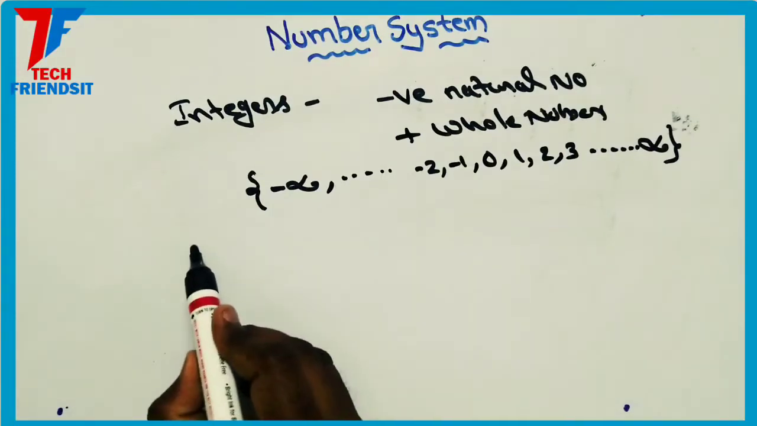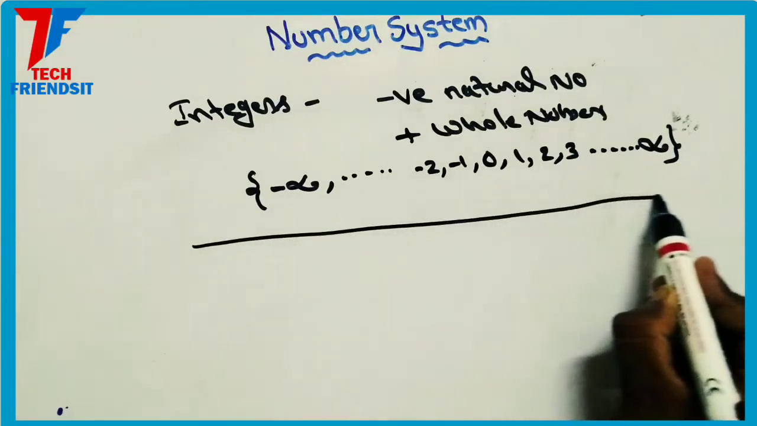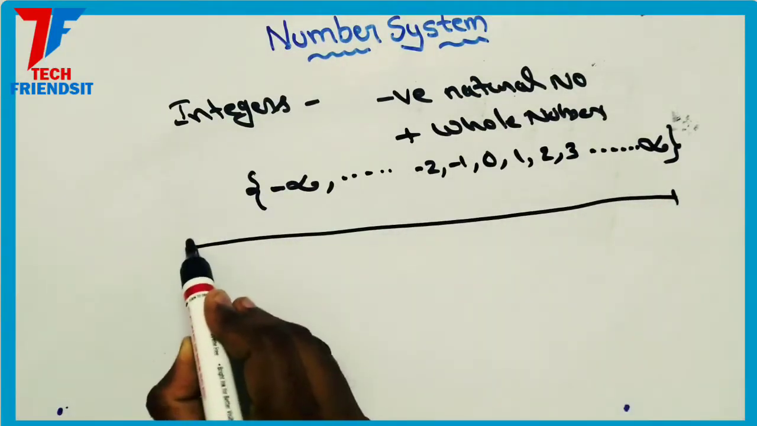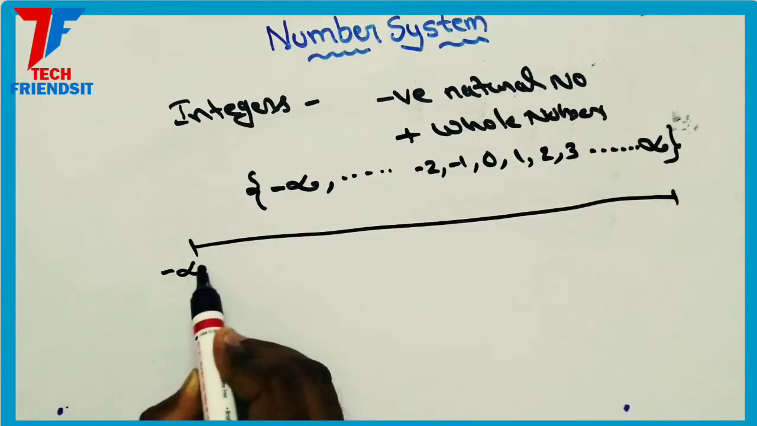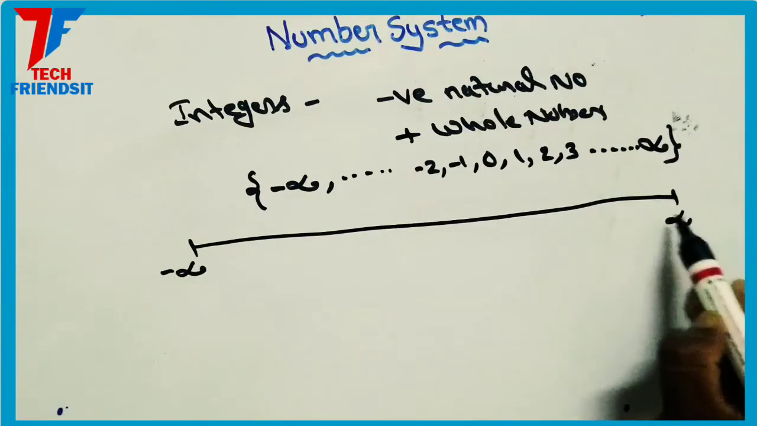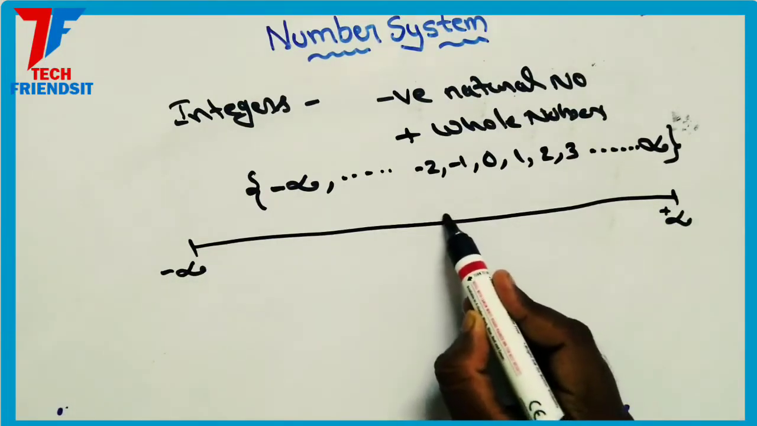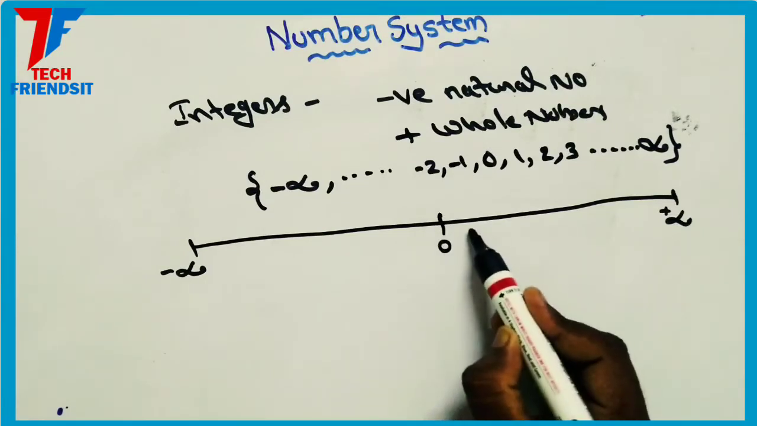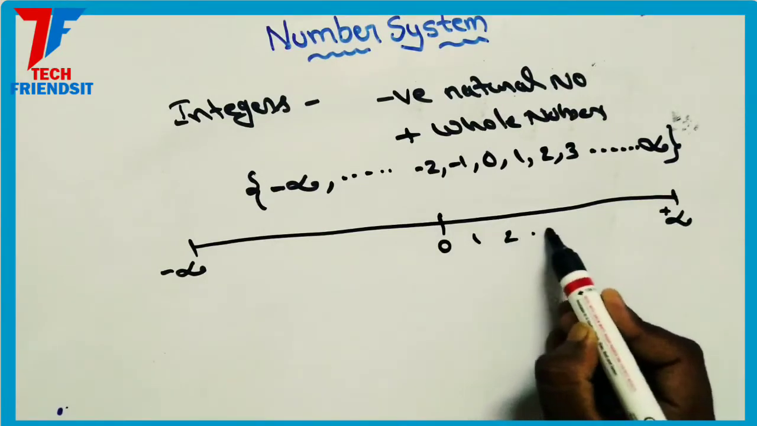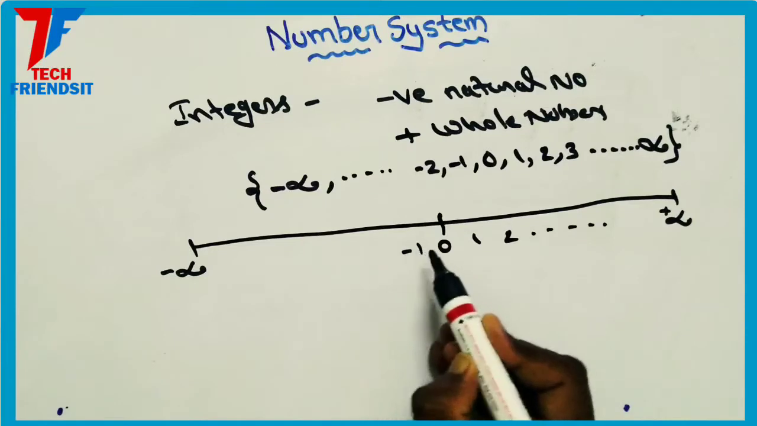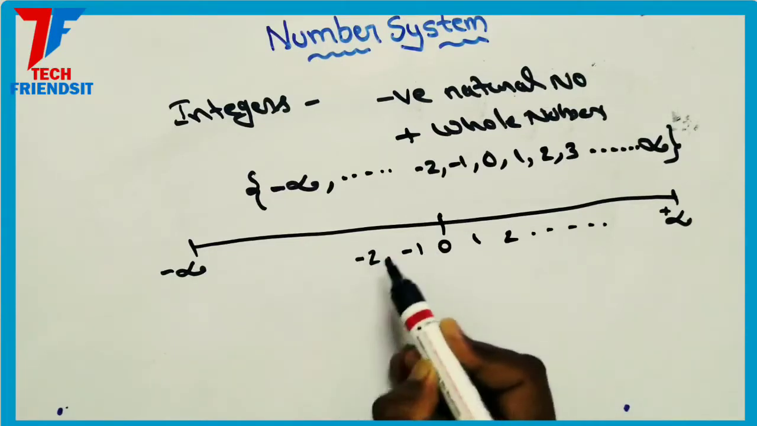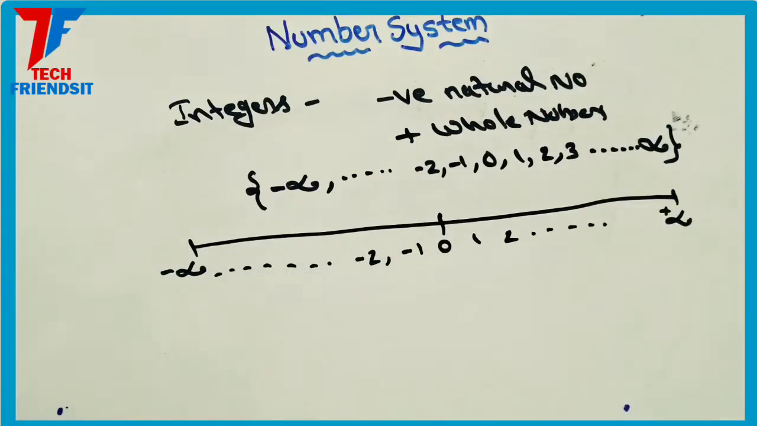So we will see the scale, how it looks. Minus infinity and plus infinity. In the middle we have 0 and 1, 2 and so on. Minus 1, minus 2 and so on. This is the scale of integers.